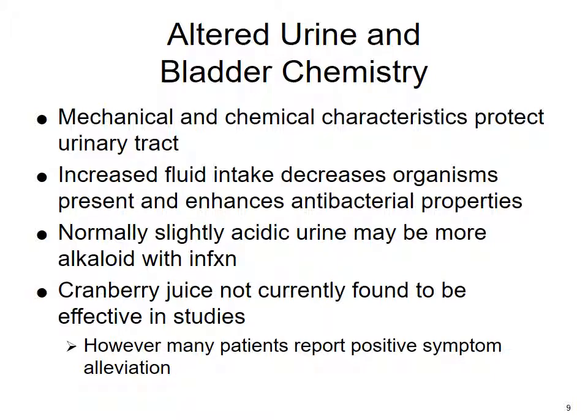UTIs cause an altered chemistry of the urine and bladder. Normally, we have mechanical and chemical characteristics to protect the urinary tract from being colonized by bacteria. This has to do with mechanically the fact that we void outward, and chemically that urine is normally acidic and inhospitable to bacteria. Anytime we change any of these factors, the body is opened to a higher risk of UTIs.